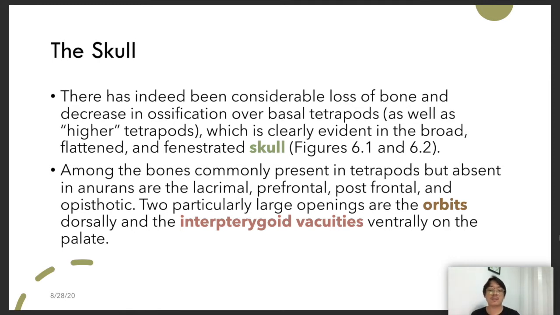Among the bones commonly present in tetrapods but absent in the amphibians are the following: the lacrimal. Okay, so these are found here. For lacrimal, like the lacrimal glands, that's found here, the tears coming out from your eyes; the prefrontal, the postfrontal, and the opisthotic. Two particularly large openings are the orbits, which are found dorsally, and the interpterygoid vacuities ventrally on the palate. So ventrally on the palate, so here.